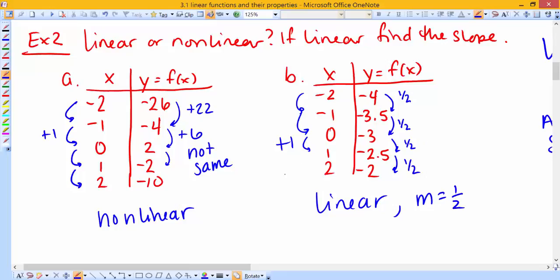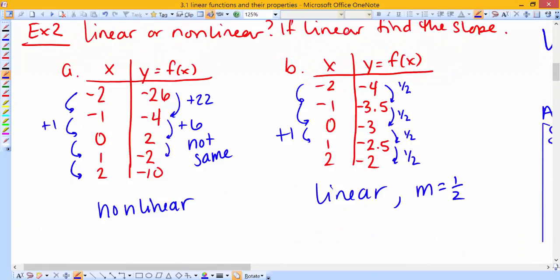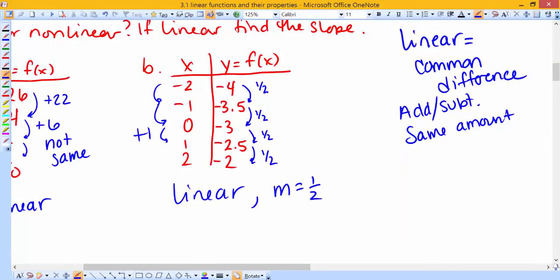Again, my x is increasing by 1 every time, so that's good. Then I go to my y, and to go from -4 to -3.5, I am increasing by a half. And it just so happens that all the way through, I am increasing by a half. So if I'm looking at this and I don't automatically see what it is increasing by, you take the second term, so -3.5, and you subtract -4. Use your calculator. But anyways, that's going to give you 0.5. And you can do that all the way through.